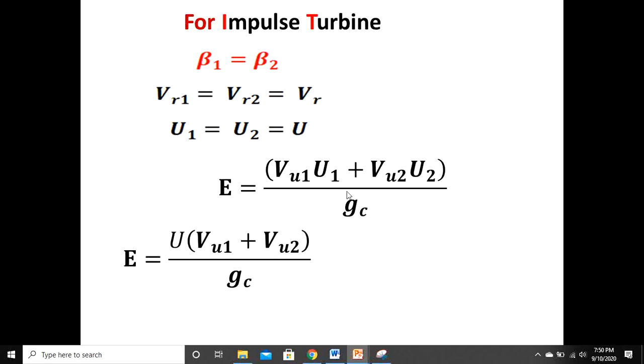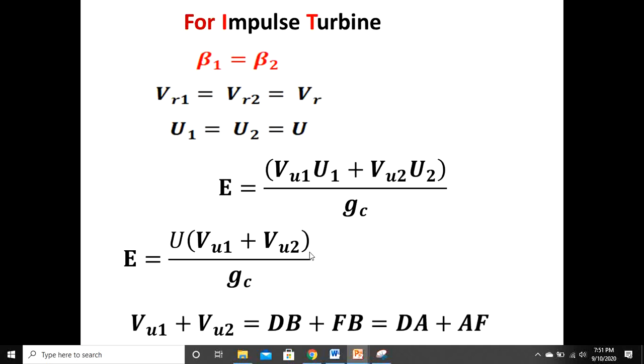So I am taking u1 is equal to u2, u common, getting my point. Next, from the velocity triangle you can see that Vu1 plus Vu2, where Vu1 is dB and Vu2 is fb. Therefore this can also be written like this. See, in the velocity triangle, dA plus AF.